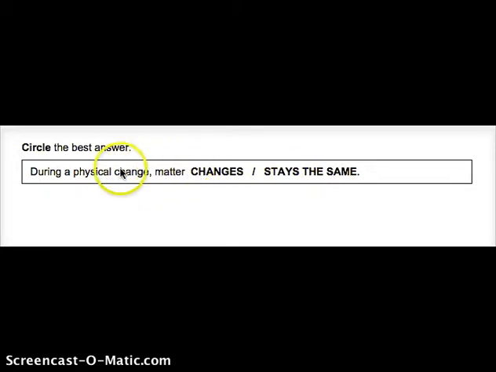What happens to matter during a physical change? Changes or stays the same? Press pause to make your circle. Press play when you're done.